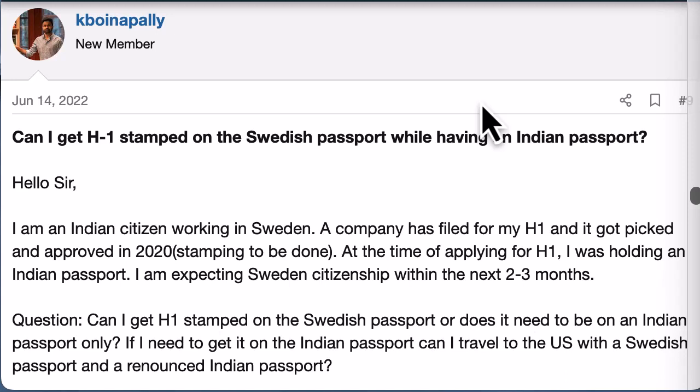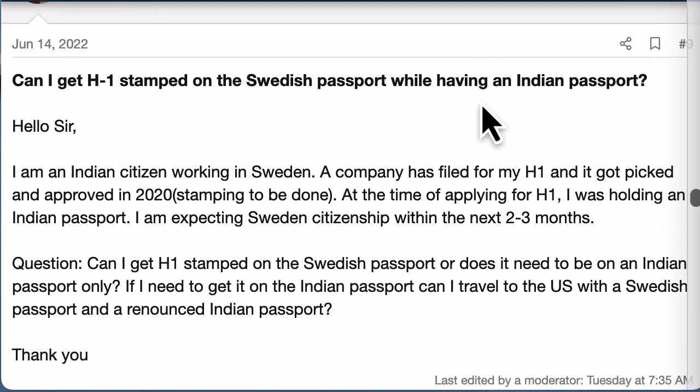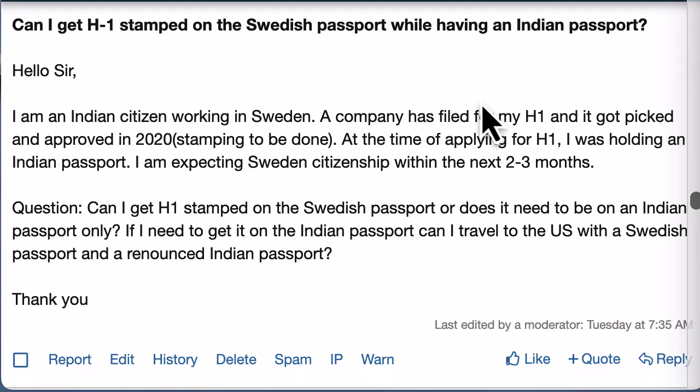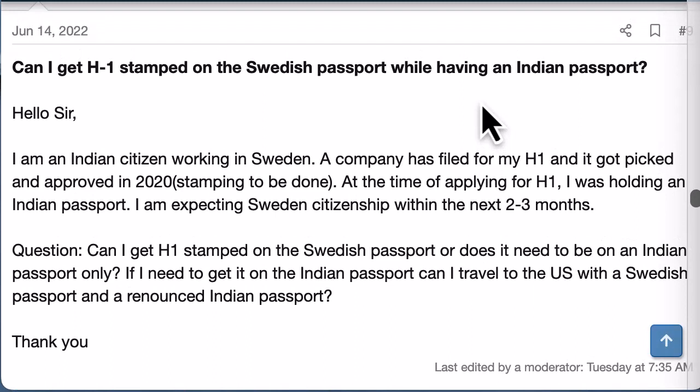But here is the fun part. It does not matter if your H-1B was approved while you were a citizen of India. When you go for the Swedish passport stamping, that's perfectly normal and perfectly acceptable. So don't worry so much about it. You should be able to get it stamped, no problem at all. Press *5 if you have a follow-up question on this. Okay, you are calling from Sweden.